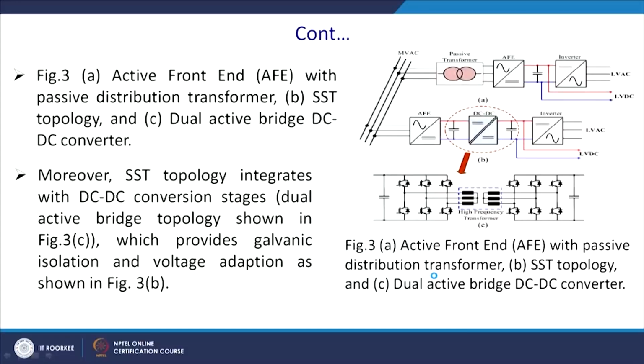So, this is your high voltage AC transmission, and generally what happens, you will have this active rectifier AFE link, we say it converts AC to DC. Thereafter you will have a DC to DC converter, generally an isolated high frequency DC to DC converter that provides you the galvanic isolation, and thereafter there is an inverter.